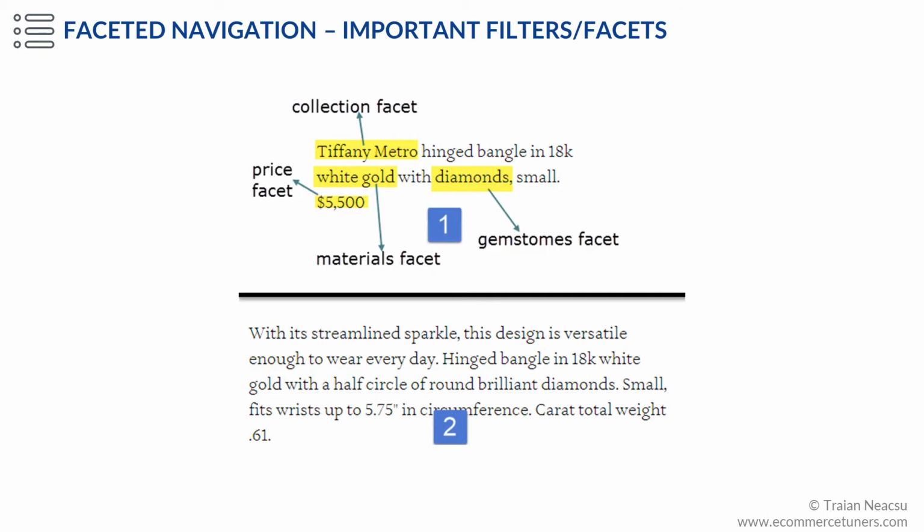This quick view snippet is different from the product description on the product detail page. Section 1 in this screenshot shows the quick view product description snippet on the product listing page. As you can see, the snippet was carefully created to include all the important filter values. Section 2 depicts the product description as found on the product detail page. These two product descriptions are different.